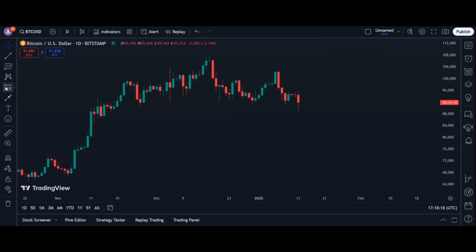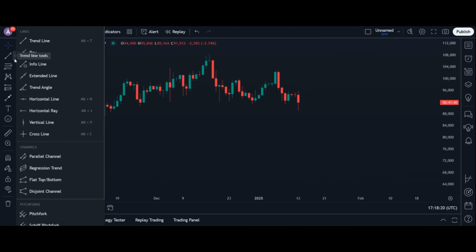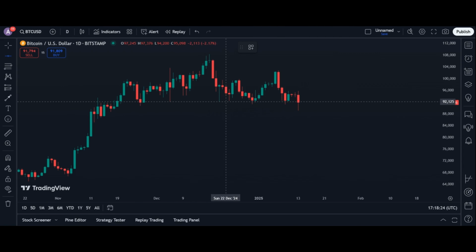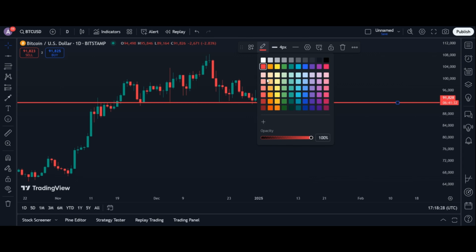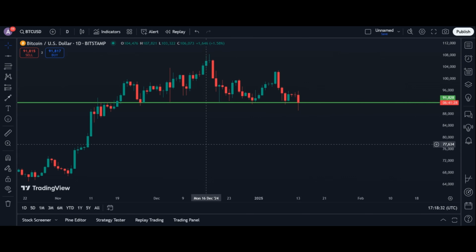Oh, there are some buyers who want to buy at this point. Let me use the horizontal line. This is approximately our demand zone, and at this point the price is so attractive for buyers, and whenever the market sees this line, buyers are so enthusiastic about buying Bitcoin.